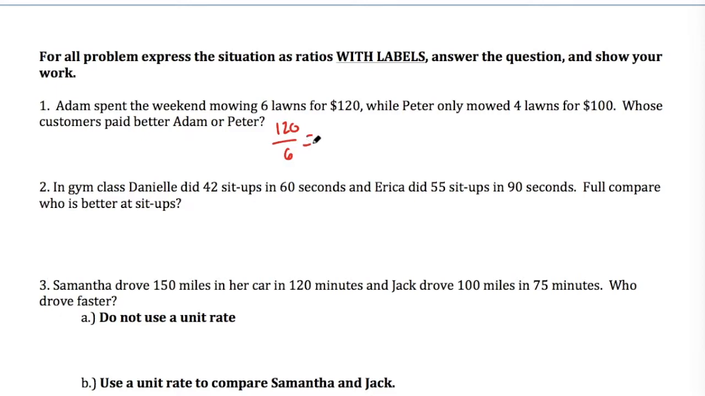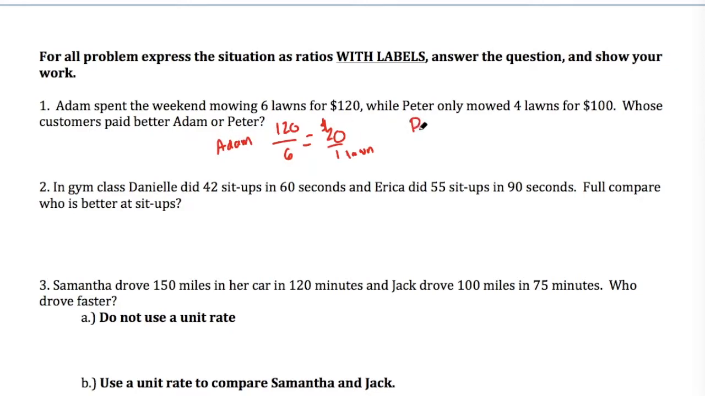So 120 over 6 is going to give us 20 over 1. So we can keep that as an equivalent ratio. If you want to put the 1 there to help remind yourself that now this is how much money he would get for 1 lawn. Great. And let's add some labels. This is money here per lawn. Great. So now that has some meaning. $20 per 1 lawn. And we'll add that this is Adam here.